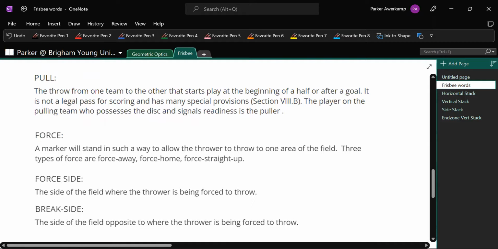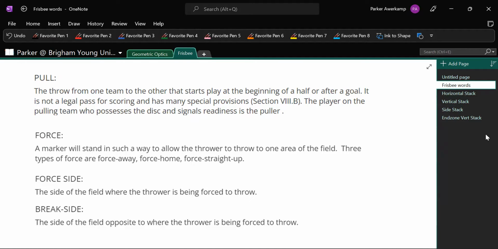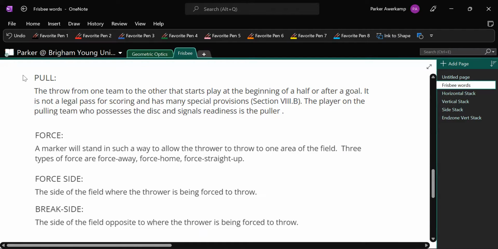So in our last video, we talked about offensive terms, and we're going to talk about some defensive terms. So the first defensive term we want to talk about is the pull. A pull is much like a kickoff. It's just one team throwing at the beginning of a point. The team that just scored will throw the disc down to the other team, and then that team that threw the disc or did the kickoff will be on defense. So that is known as a pull.